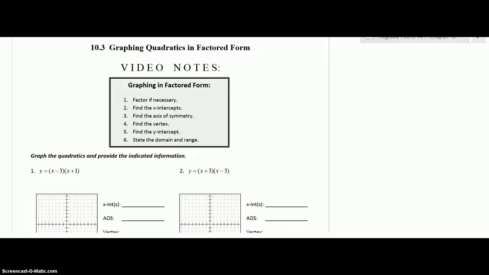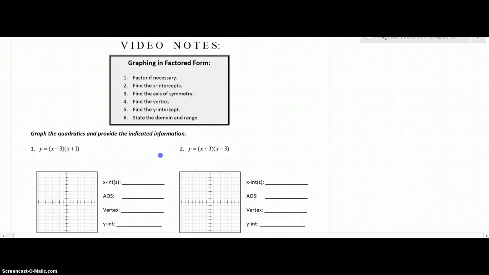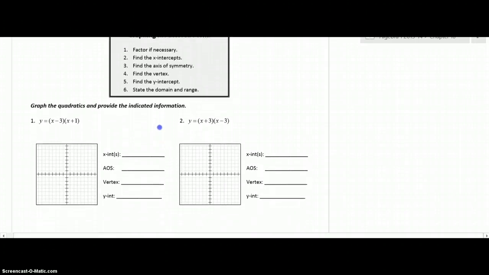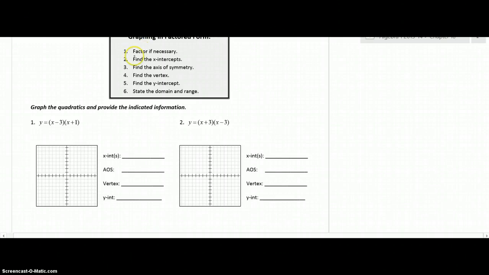Okay, so in section 10.3 we are going to graph quadratics in factored form. Below you will see the list of steps for graphing in factored form, and the first one, obviously, is to factor if necessary. Step 2 is to find the x-intercepts. This means to solve for x. Remember, we set each of the factors equal to 0 and solve.